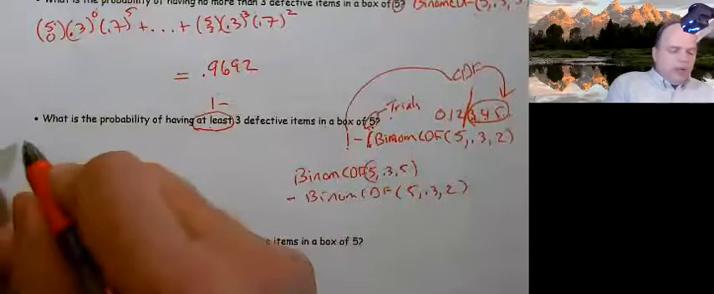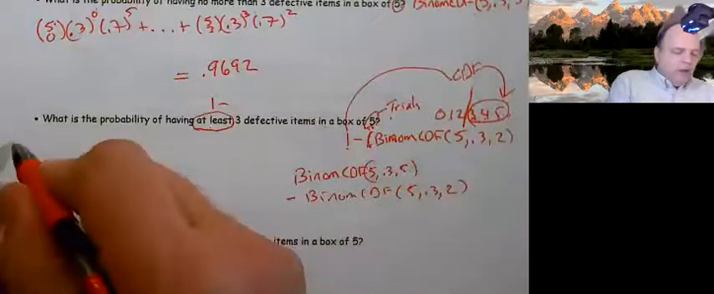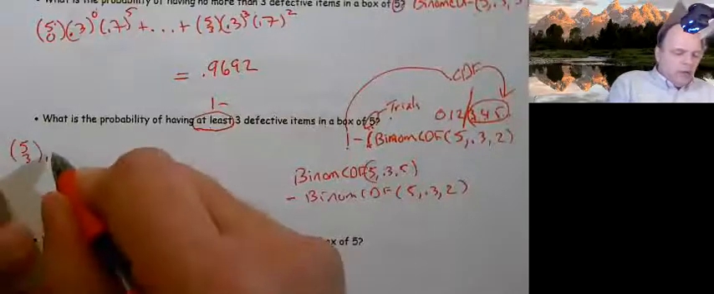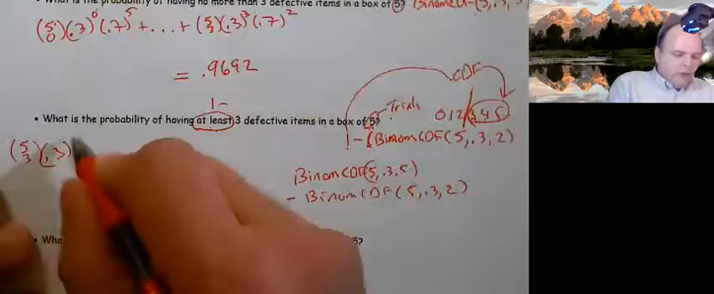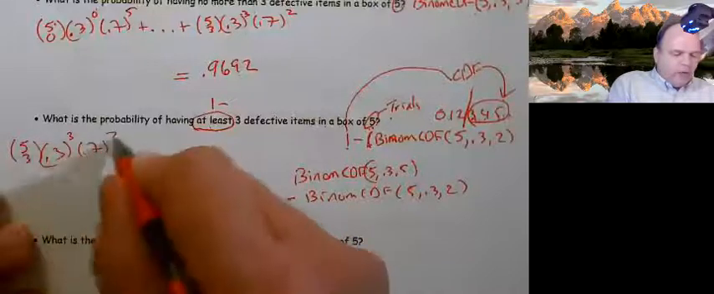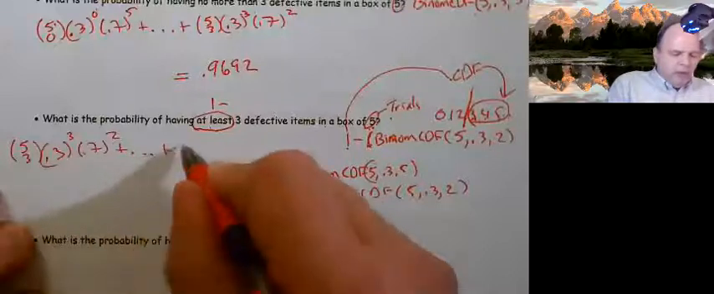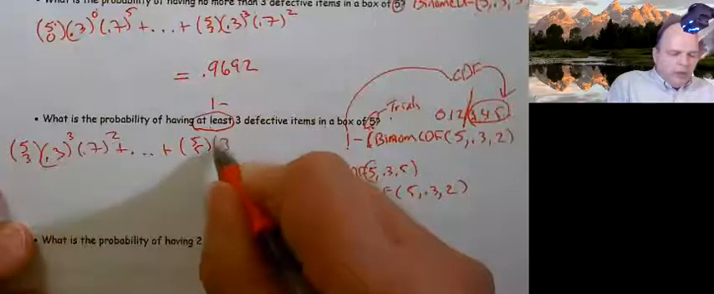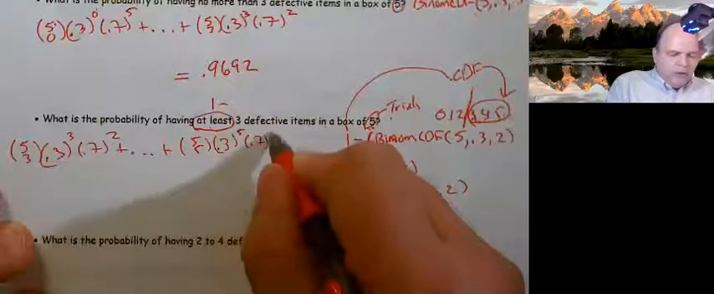What's going to get you credit is the PDF of 3 plus the PDF of 4 plus the PDF of 5. So 5 choose 3, 0.3 to the third power, 0.7, 5 minus 3 is 2, plus, plus, 5 choose 5, 0.3 to the fifth power, 0.7 to the 0 power.